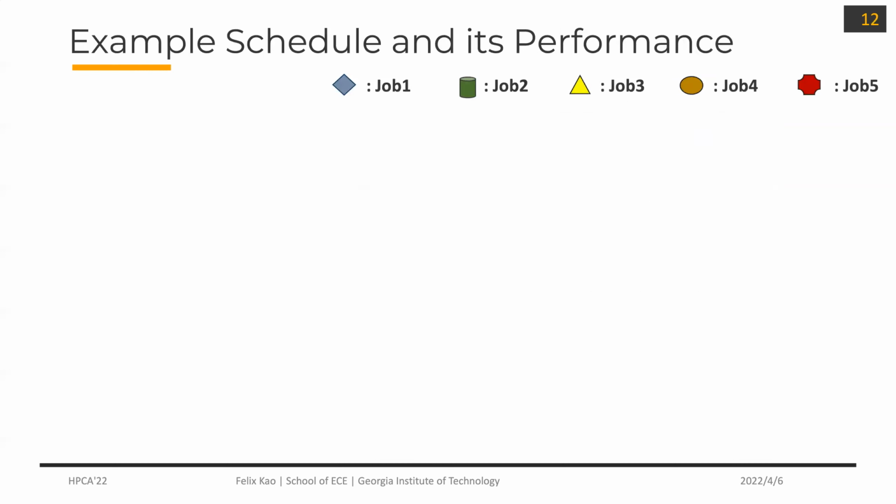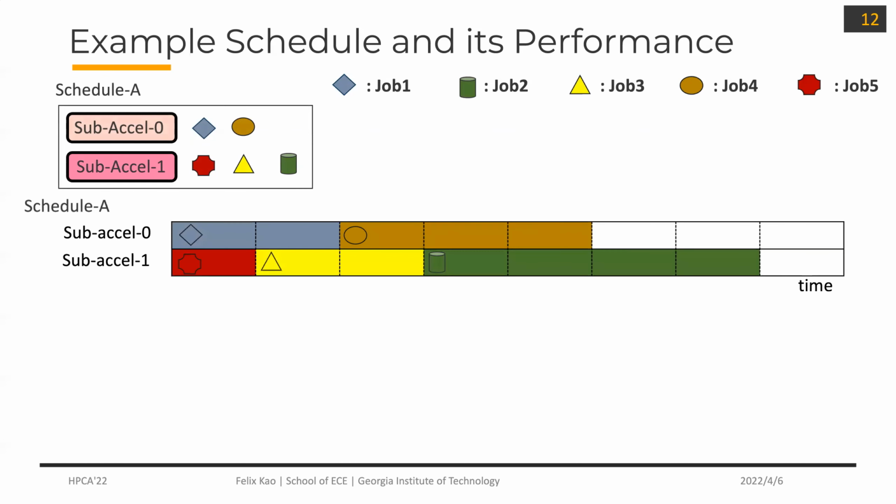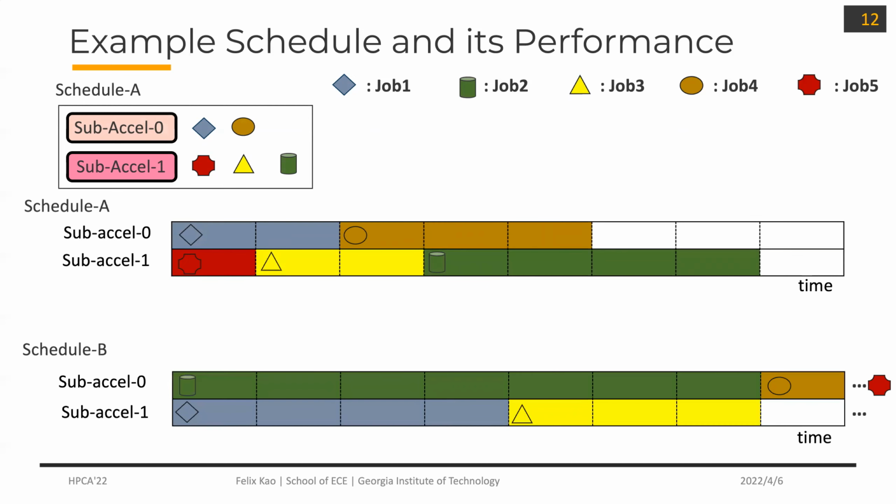So before we go into our solution, let's see an example of how the schedule affects the performance. We use this schedule for the 2 sub-accelerator and 5 job case. And this is their runtime performance. The color means the time each job takes on its assigned accelerator. Let's assume we have another schedule, schedule B. Its runtime performance is as shown, which takes longer to finish than schedule A, and becomes a less ideal schedule. So what could be the potential issues?